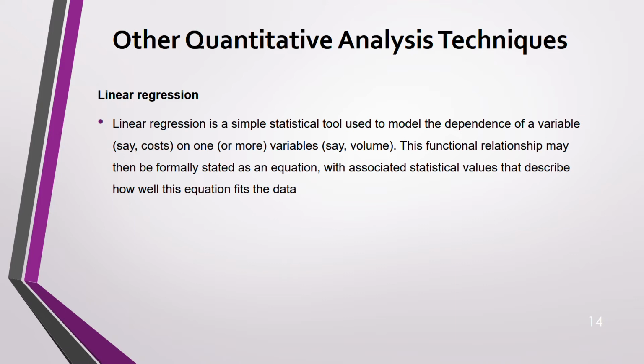So basically, it's a model that shows how one variable is dependent on another. For example, cost is dependent on many variables, whether your cost will be high or low. One is volume. If your volume is high, cost will be high. If volume is less, cost will be low. So this relationship, cost and volume for example, can be stated as an equation.